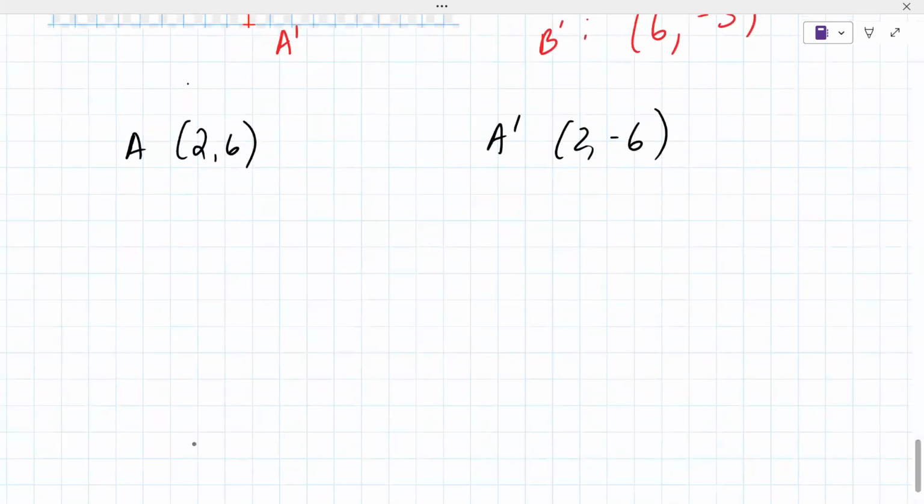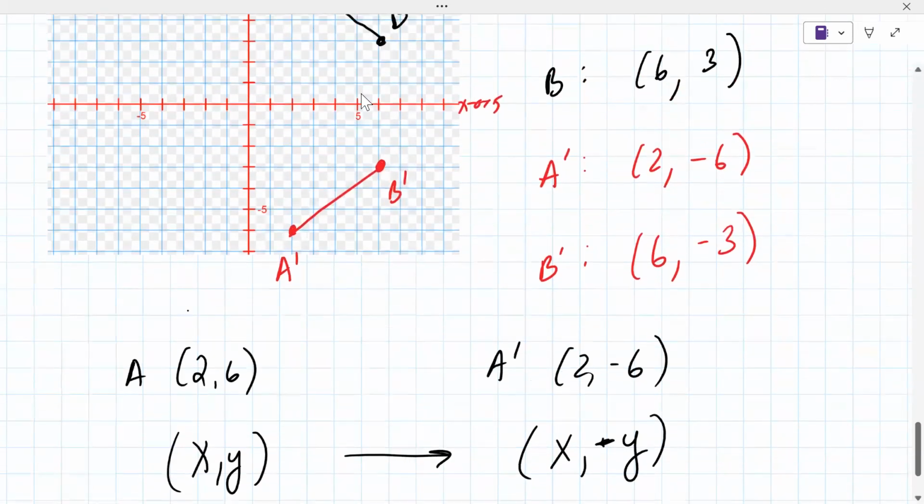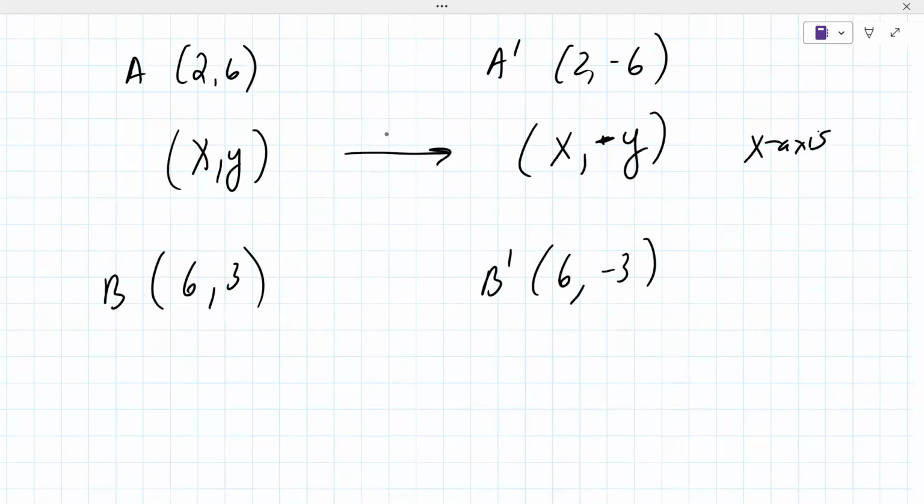So what's the rule here? What happens to your ordered pair? The y value is negated. Let's see if that works for B. B was 6, 3, and then B prime is 6, -3. Does that work? Yeah, the x value is the same. So this is for x-axis reflection.